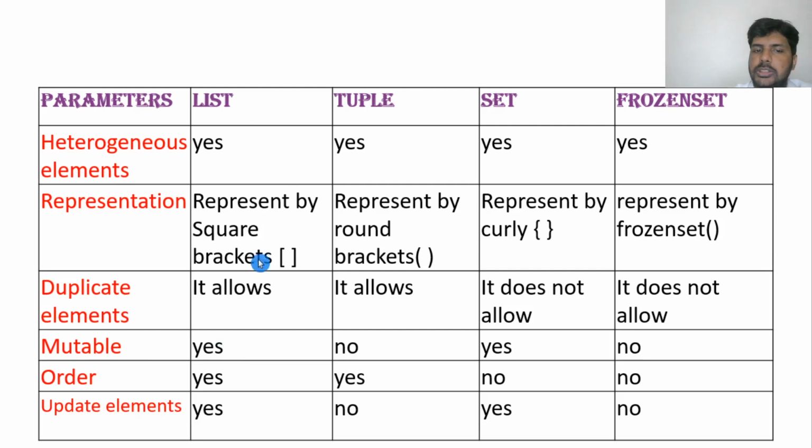Mutable: yes, list is mutable. Tuple we cannot add or remove. Set we can add or remove. Frozen set is immutable, it cannot be added to or removed from. Order: yes, list has an order, tuple has an order, set doesn't have an order, it's unordered, and frozen set also doesn't contain any order. Update elements: list, yes; tuple we cannot; set we can update, we can use add and remove. Frozen set we cannot use add and remove. Okay, so this is the difference between a list, tuple, set, and frozen set. So friends, keep practicing. Thank you.